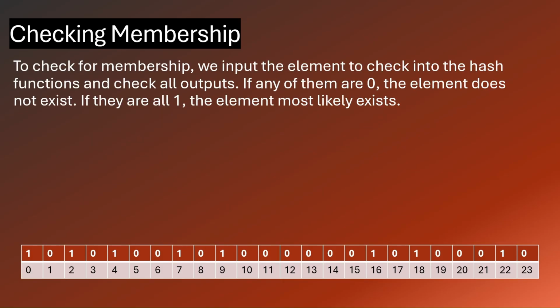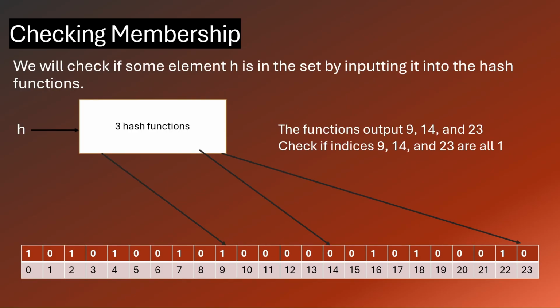To check for whether or not an element has been input into the Bloom filter, we have to plug it into all k of the hash functions and then check all of the outputs. If any of them are 0, the element has not been inputted, and if all of the indices are 1, then the element most likely exists. So here, we'll check if some element, we'll call h, is in the set by inputting it into the hash functions.